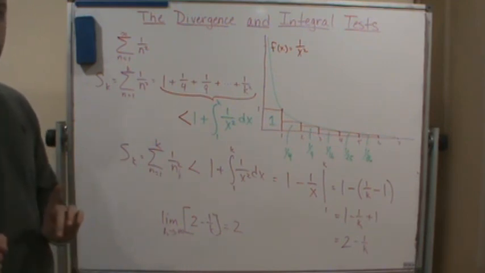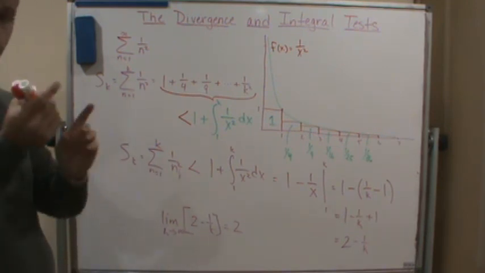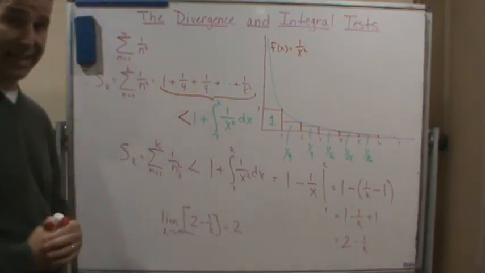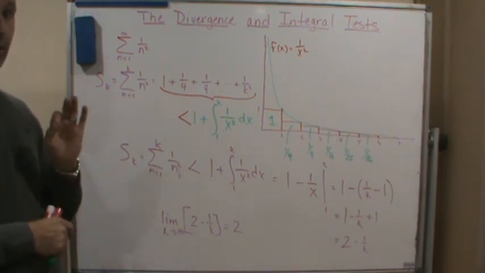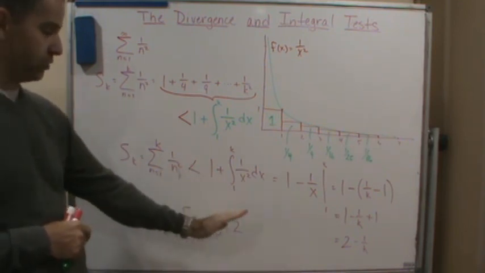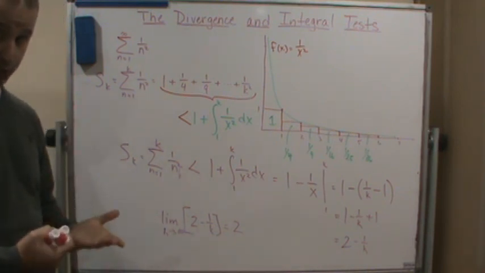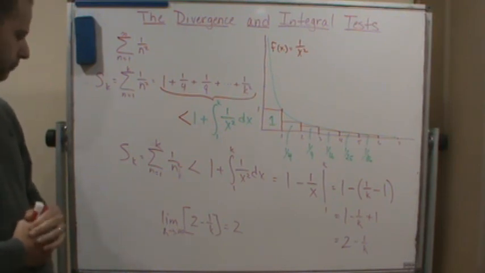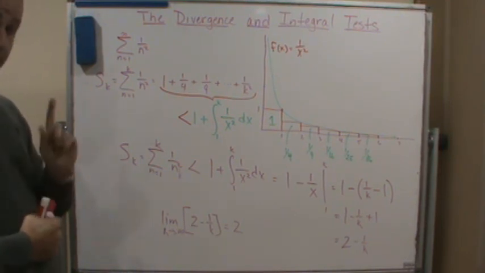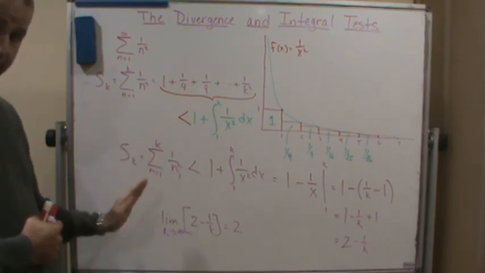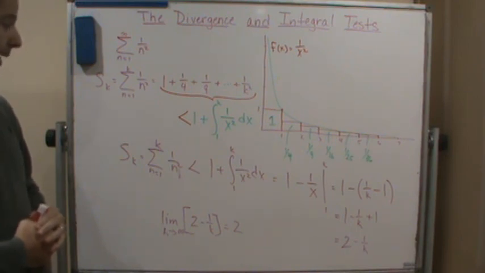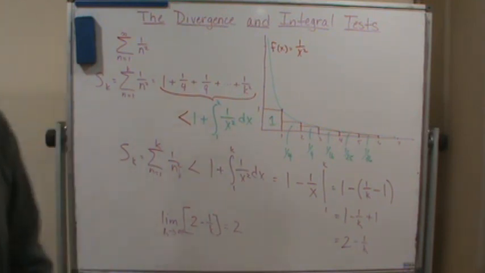We don't know what it converges to. We know it's less than 2, so we can't say it converges to 2; the best we can say is that it converges to some number less than or equal to 2. Or actually, I'd say less than 2. But it does converge. So the conclusion is that this series converges by the integral test. Can't say what it converges to, but it does converge. That's it. Have a great day.